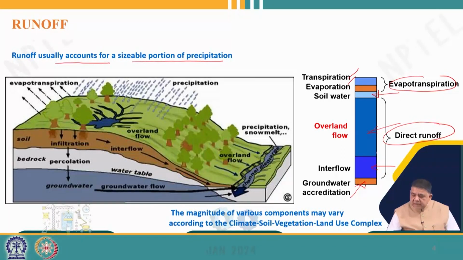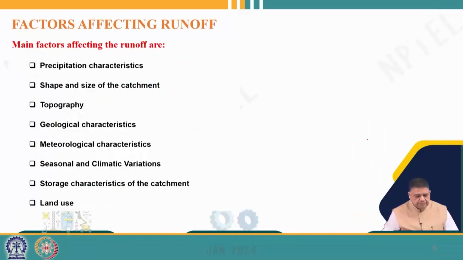Of course, this magnitude may differ, and it will vary according to the climate, soil, vegetation and land use complex. So in a place, what kind of soil, what kind of vegetation, what kind of land use exists, and of course the climate, because that determines the precipitation. Depending on these combinations, these proportions might change, but even then direct runoff, the overland flow, will be a sizable portion of precipitation at any place.